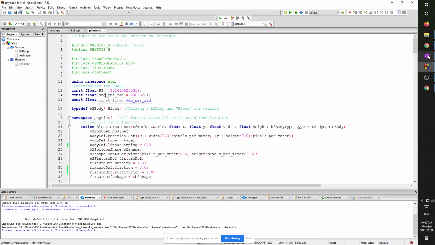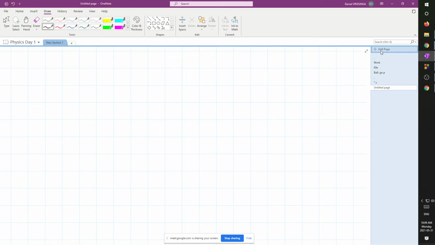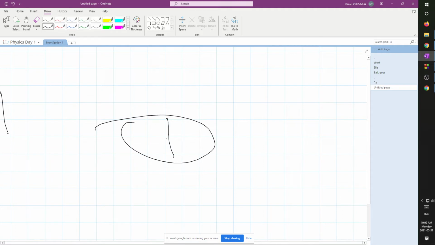Not all of you may know what a radian is, but it's another way to measure an angle. So if you have a circle, right? Blah. That is a terrible circle. Humans in the past have decided to break that up into 360 pieces, 360 degrees.